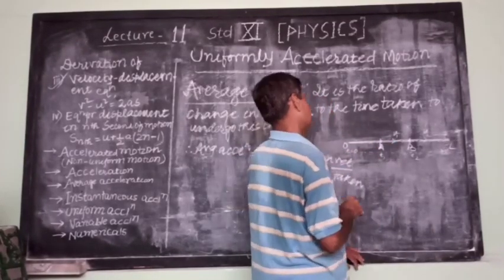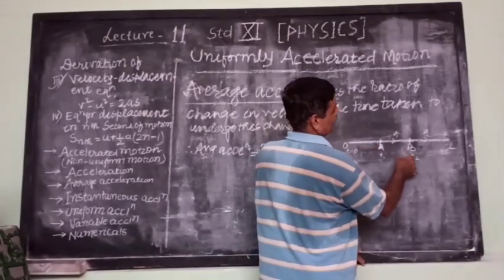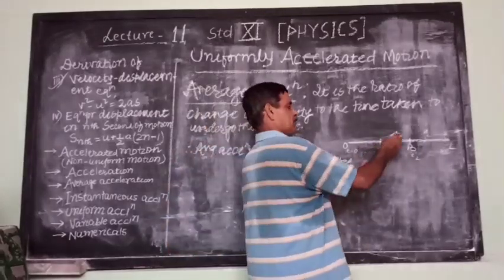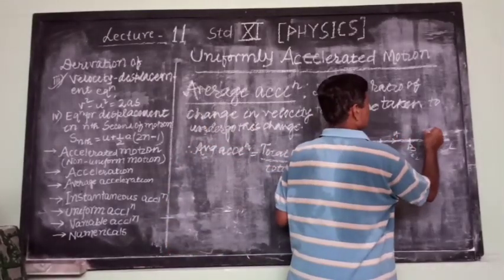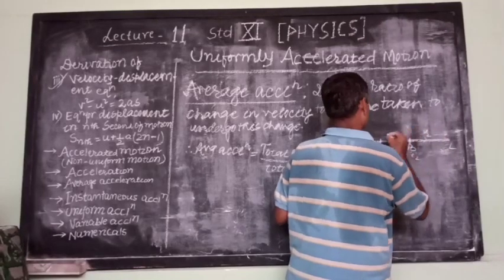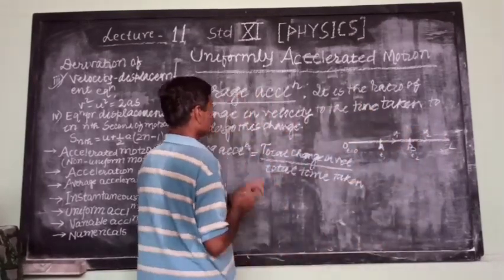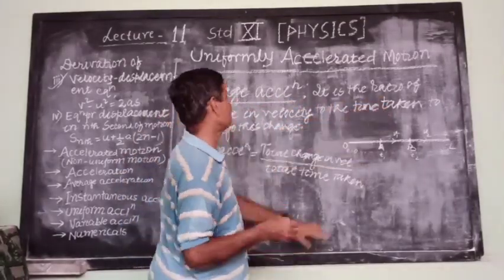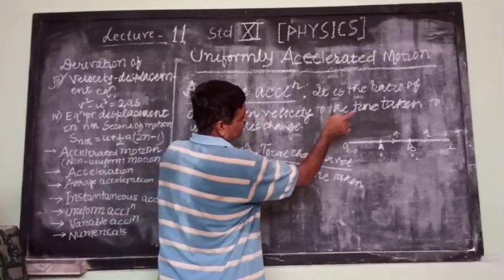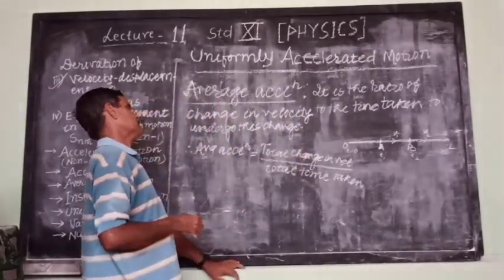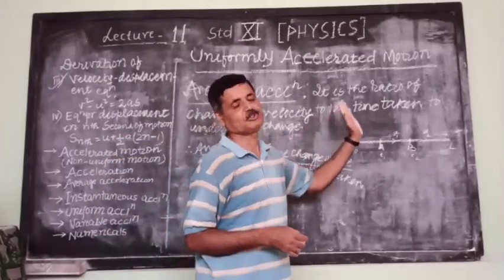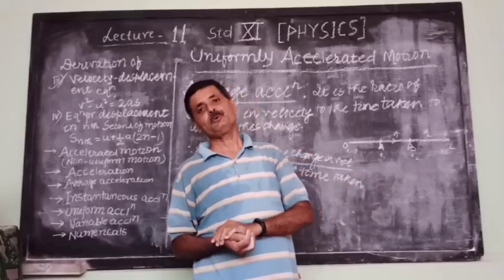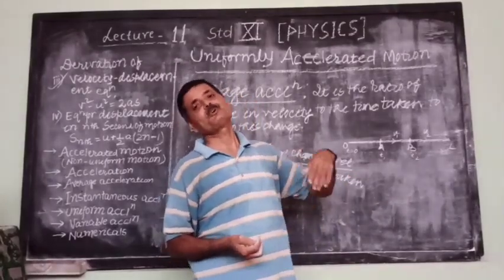After time t1 it reaches A, and at time t2 it reaches B, and let v1 and v2 be the magnitudes of the velocity at times t1 and t2. First of all, its definition: it is the ratio of change in velocity to the time taken to undergo this change. It means its velocity changes from v1 to v2 in the time t1 to t2.